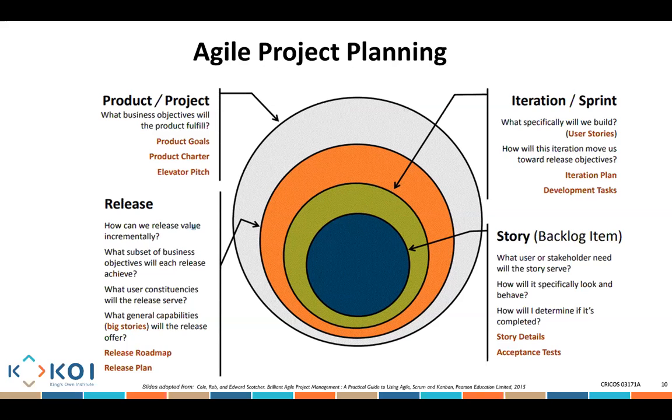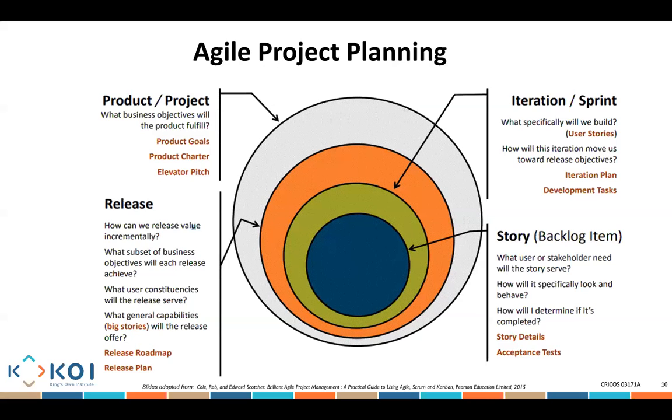Then you have to pick up the iteration and sprint. What specifically will we build? It's really about picking up the user stories, which talk about the features we would like to deliver. How will this iteration move us towards the release objective that we have stipulated? Let's create a plan to work on that iteration to get the outcome. Let's work on the development tasks that need to be done to reach our objective.